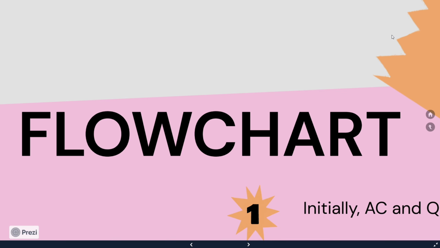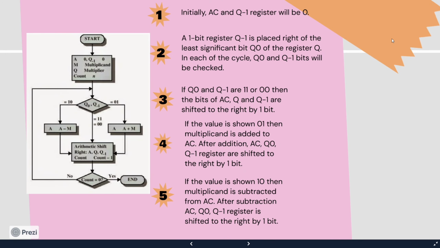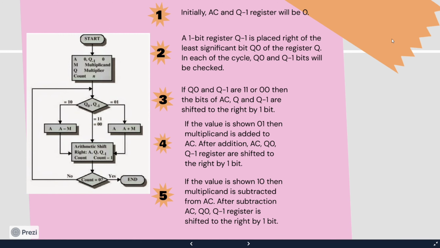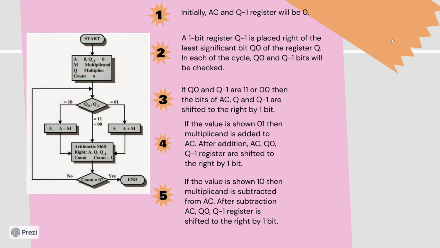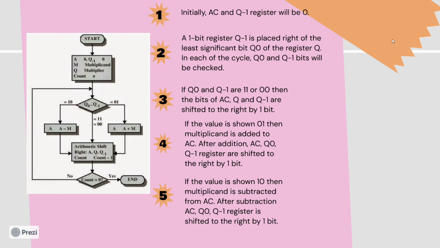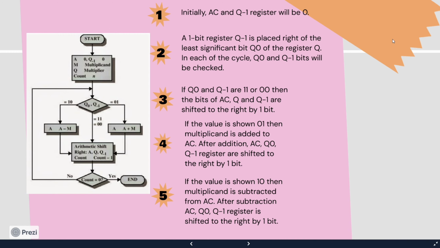Flowchart. Here is the flowchart of the Booth's algorithm. Initially, the AC and the Q-1 register will be set as 0. A 1-bit register Q-1 is placed right to the least significant bit Q0 of the register Q. In each cycle, Q0 and Q-1 bits will be checked.